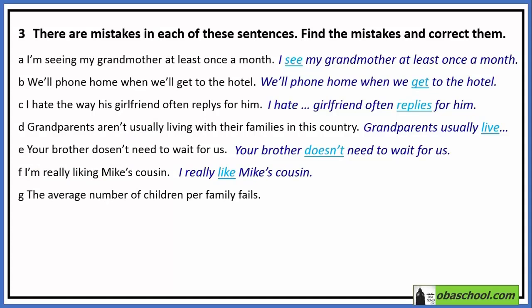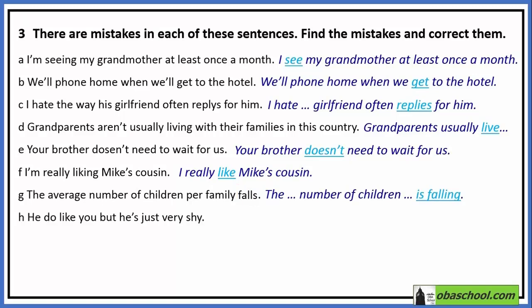G. The average number of children per family falls. This sentence is talking about something that is changing because the number of children per family was large and now it is decreasing. So, when we talk about something that is changing, the verb has to be in the present continuous form. So, falls is incorrect and we should write it is falling. The number of children is falling.